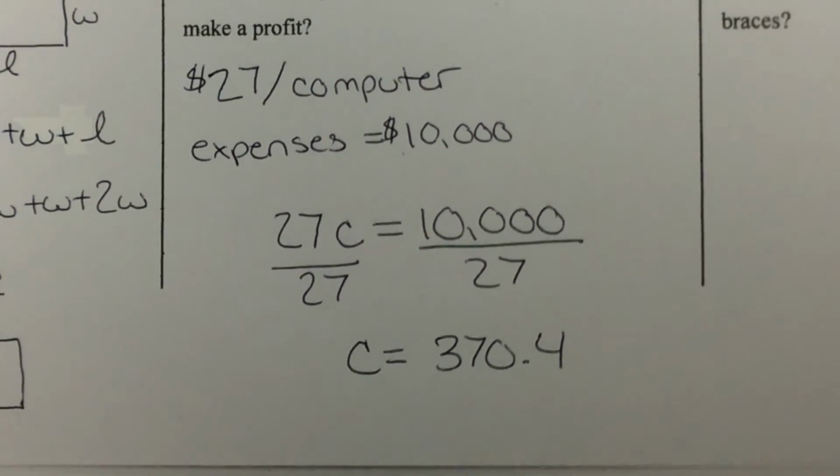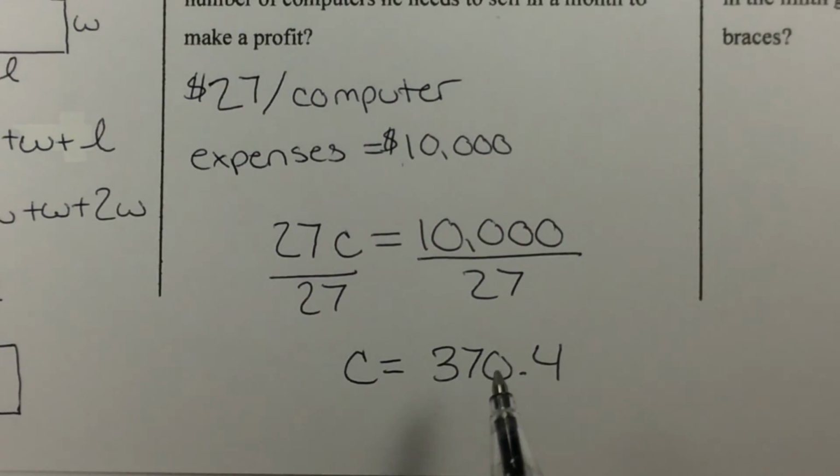Okay, hopefully you got 370 computers, 0.4. You probably got 0.37 or 0.3 something, but you need to round to the nearest tenth, okay? Now, this is almost 0.5, and we know that 0.5 means half. So this is going to be a little bit under half of a computer.